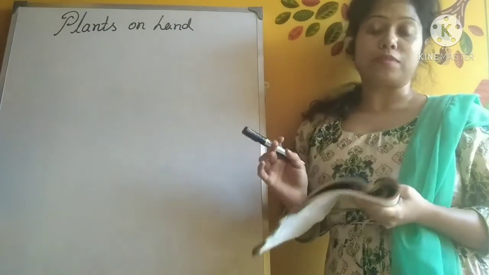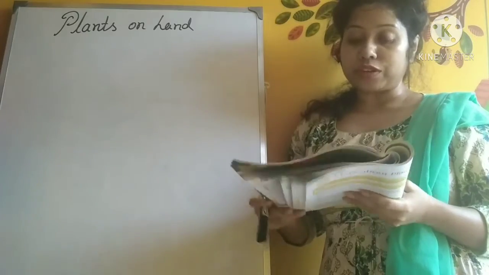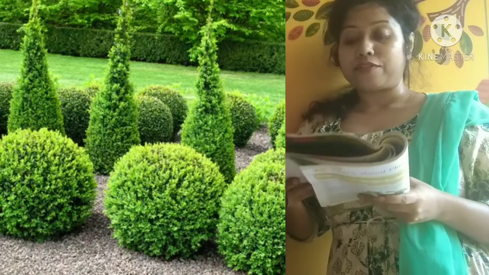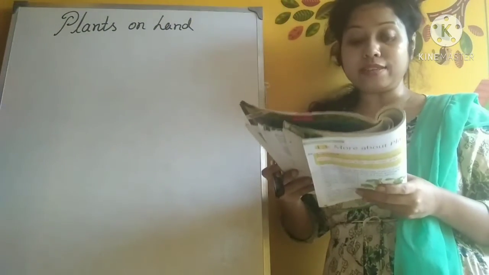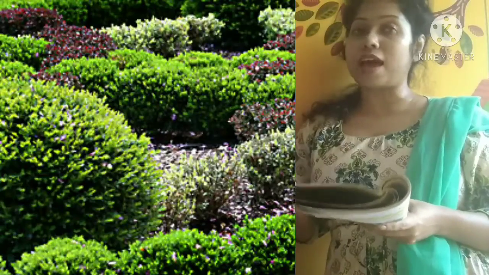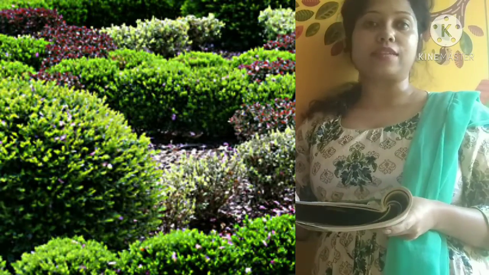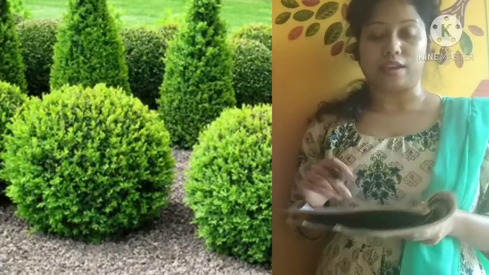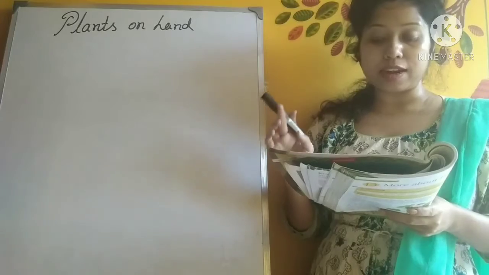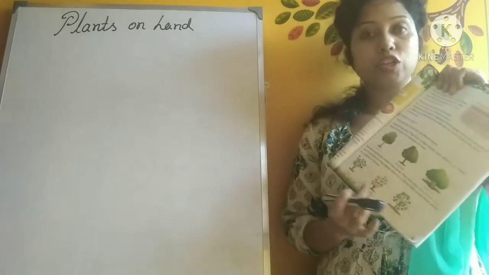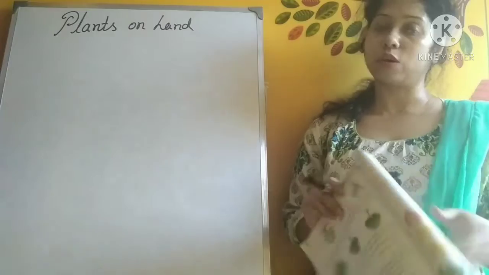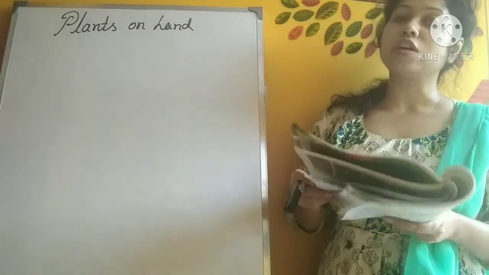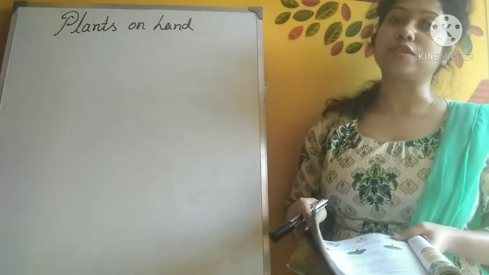Then comes the shrubs. So what are shrubs? Shrubs are generally smaller than trees. They have many thin woody stems near the ground, so they appear like a bush. Rose, hibiscus and cotton plants are examples of shrubs. Fine. So we have come to know about trees, and we have also come to know about shrubs. They are bushy plants and trees are big plants.